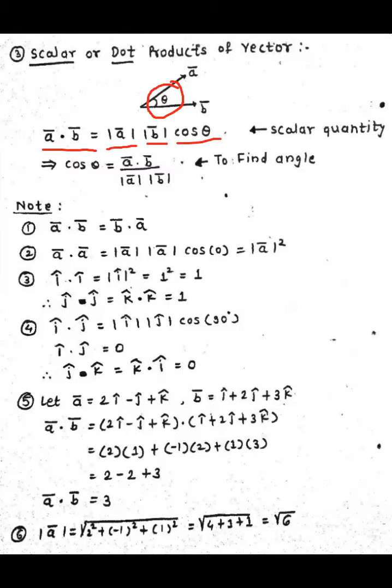So student, here the dot product of these two vectors gives a scalar quantity. So this product is called a scalar product here, and it is denoted by the dot symbol. So it is called a dot product here.